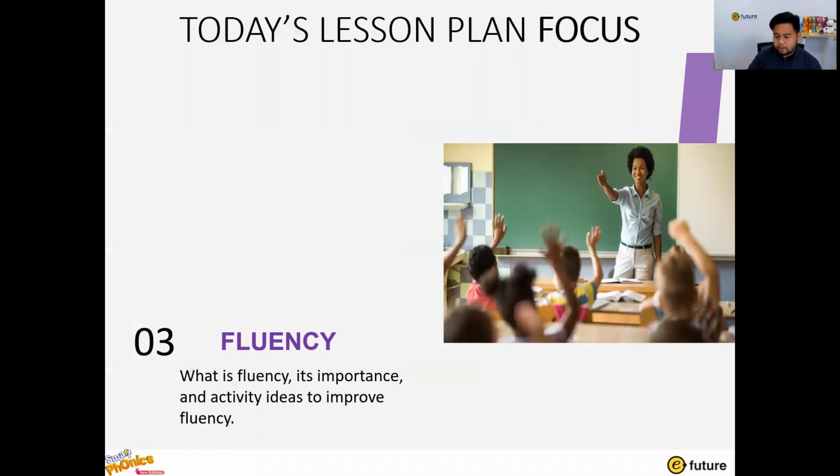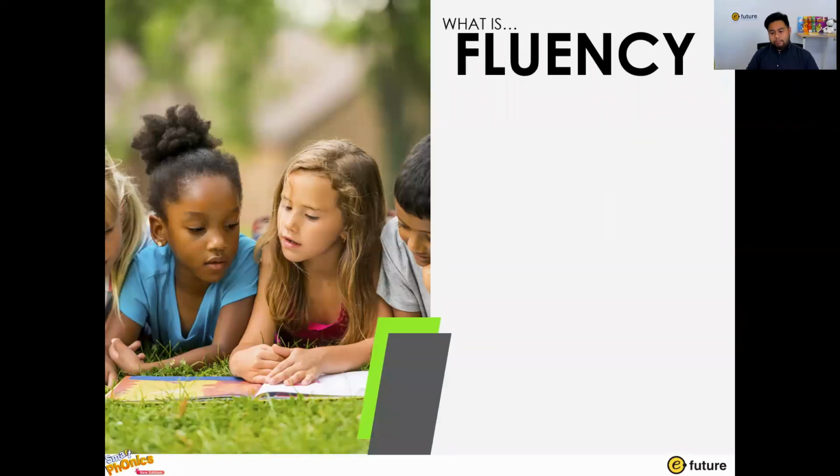Okay, so any questions on phonological awareness? Phonological awareness. Before I get into some fluency practice and ideas. All good? All clear, good. So now some fluency.